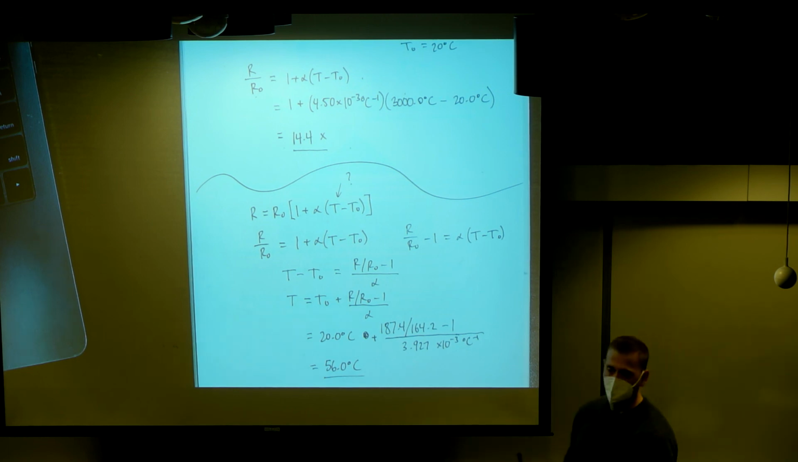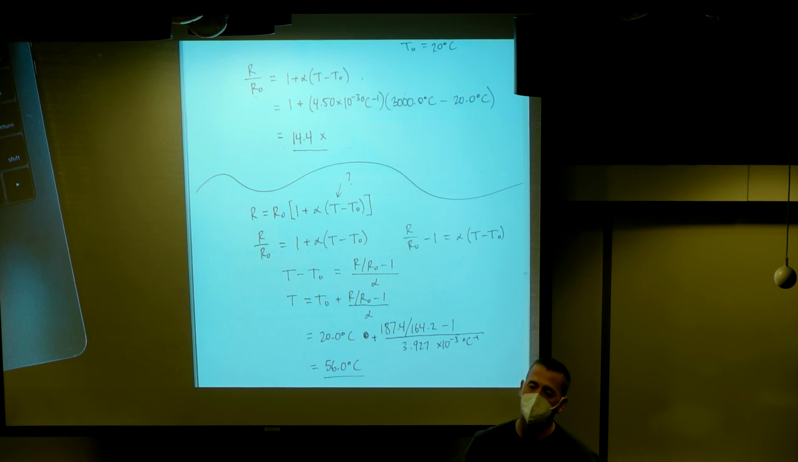So that's a practical use of this idea. If you can change the electrical properties of some material in a way that is dependent on temperature, you can use that as a way of measuring the temperature.